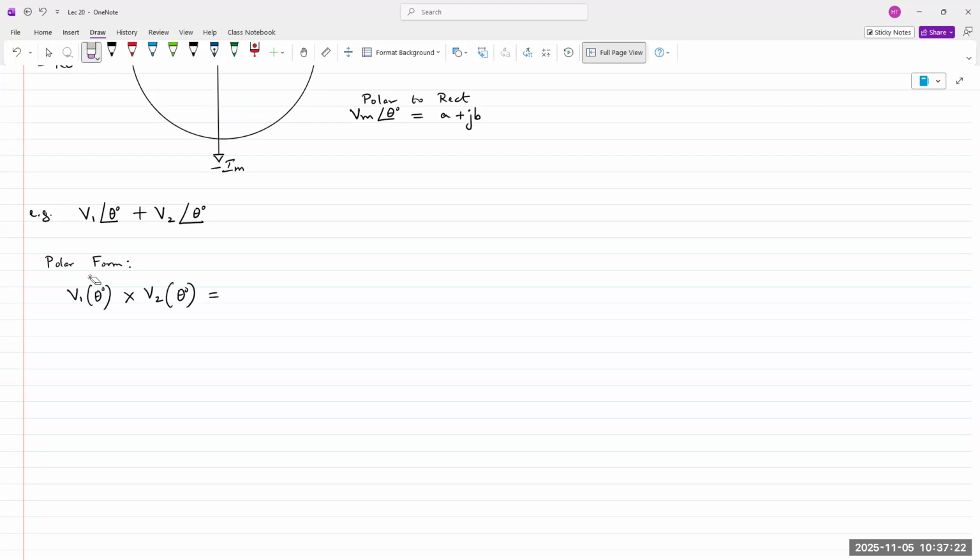Actually, I wrote it out the wrong way. To be more accurate, that's the magnitude of the vector, that's the phase angle. So when you multiply two complex numbers, what happens to the magnitudes? The magnitudes can be multiplied, and the phase angles are added together.